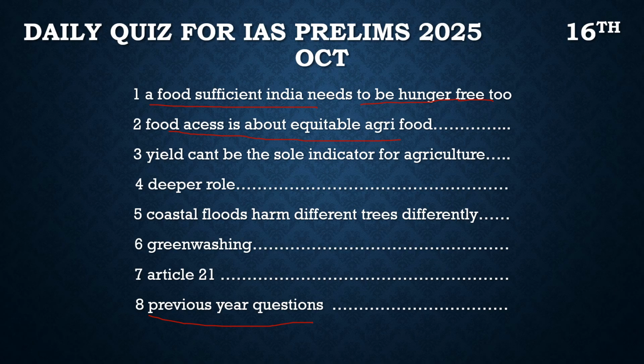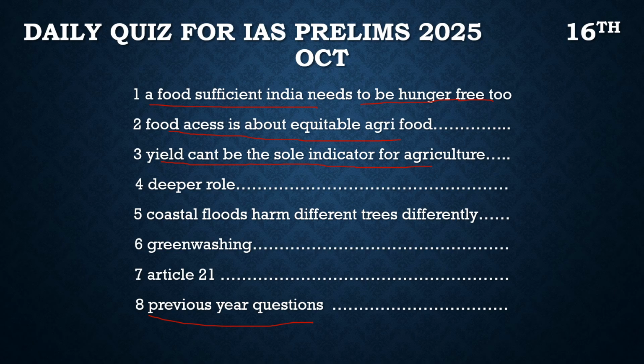Then another article in the news is about how yield can't be the sole indicator for agriculture. It basically talks about the way we are pursuing agriculture right now. We believe that if a particular piece of land is able to give us a particular amount of crops, then that piece of land is good for agriculture. And at the same time we ignore the nutritional values and the quality. We only believe in the quantity of the area, but we ignore the quality overall.